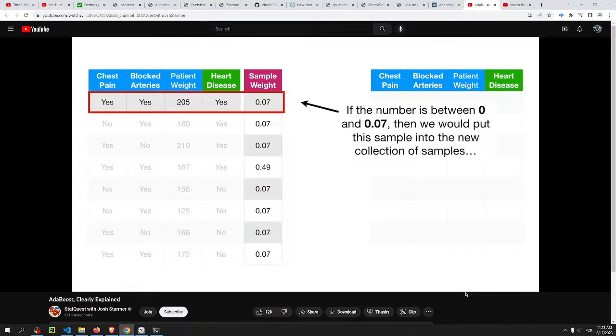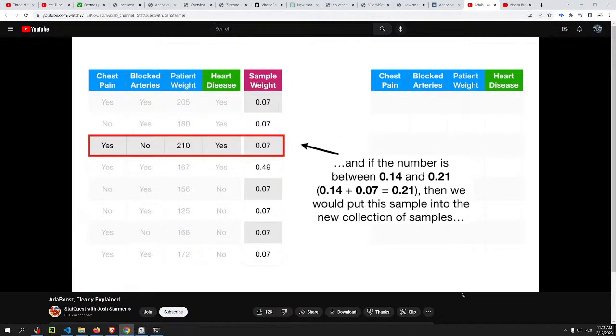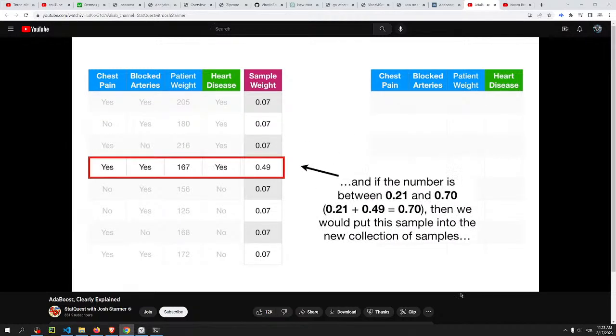If the number is between 0 and 0.07, then we would put this sample into the new collection of samples. And if the number is between 0.07 and 0.14, then we would put this sample into the new collection of samples. And if the number is between 0.14 and 0.21, then we would put this sample into the new collection of samples. And if the number is between 0.21 and 0.70, then we would put this sample into the new collection of samples, etc., etc.